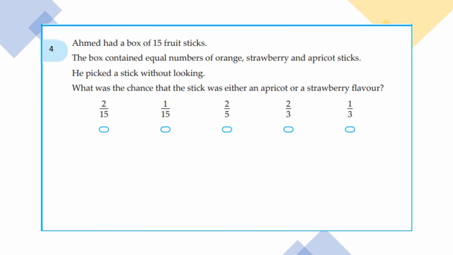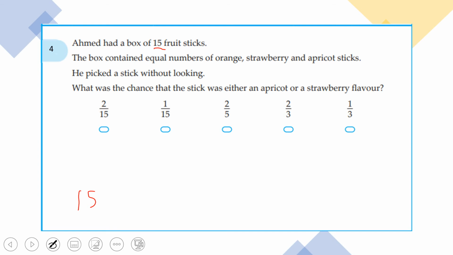Next, Ahmed had a box of 15 fruit sticks. It contained equal numbers of orange, strawberry, and apricot sticks. He picked a stick without looking. What was the chance the stick was either an apricot or strawberry? So again, we've got to look at how many total options there are and how many fulfill the criteria. There are 15 total fruit sticks. It says it right at the top.